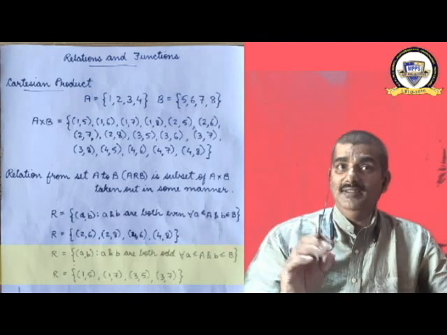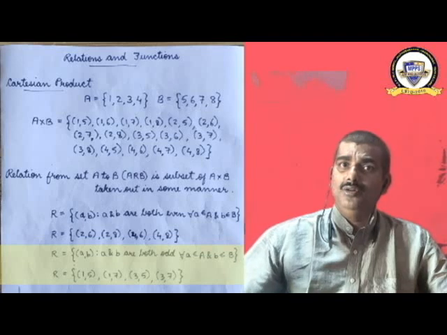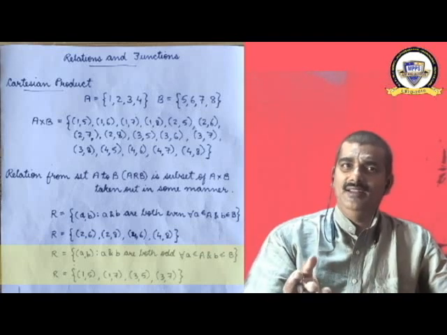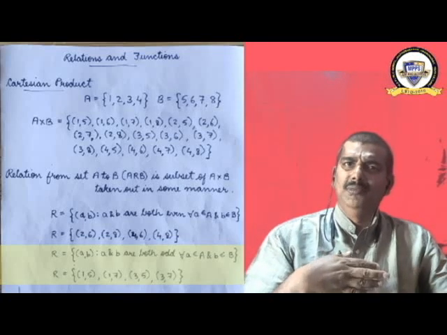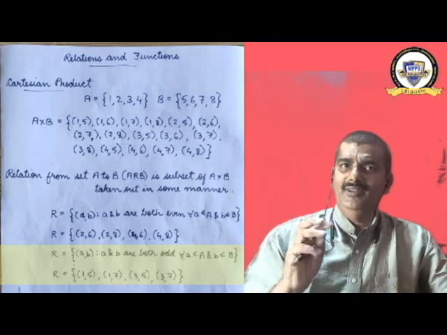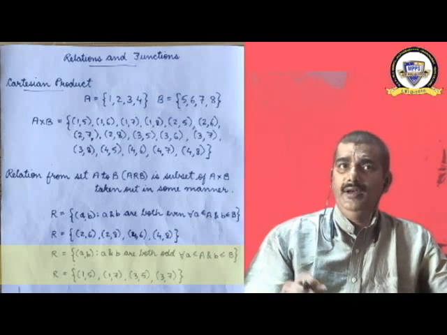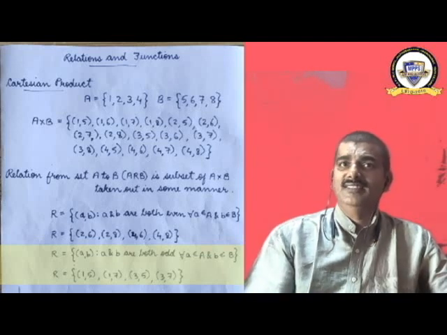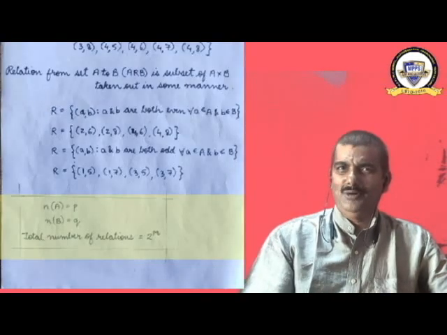Again, {(a, b) such that a and b are both odd numbers, whereas a belongs to A and b belongs to B}. Clearly it is (1,5), (1,7), (3,5) and (3,7). Likewise, a lot of ideas we can represent by the use of different subsets. These subsets are called relations from set A to B. I think you are very clear about this.